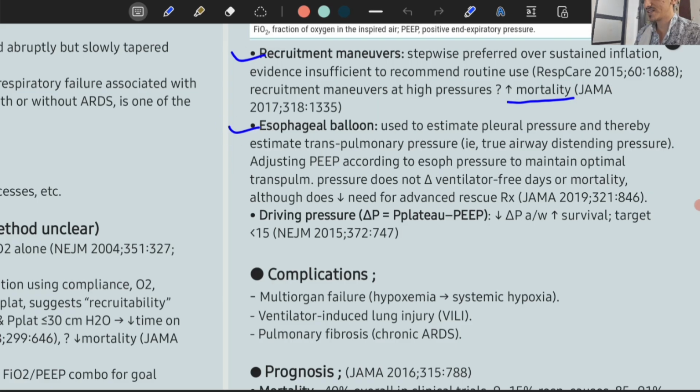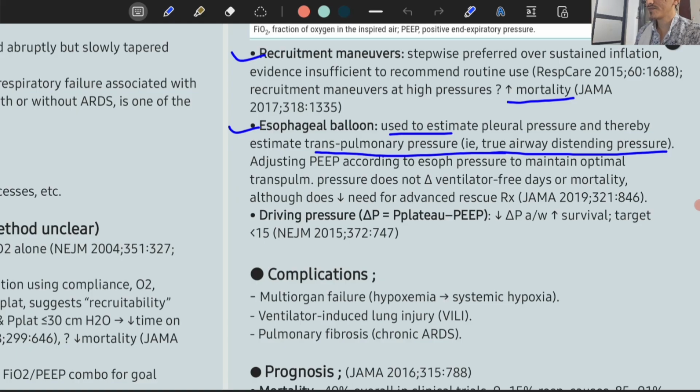What you will do is measure the transpulmonary pressure with this esophageal balloon, and according to the transpulmonary pressure you will titrate the PEEP. That is the idea behind this esophageal balloon. This is used to estimate pleural pressure and thereby estimate the transpulmonary pressure, that is the true airway distending pressure. True airway distending pressure is nothing but transpulmonary pressure.